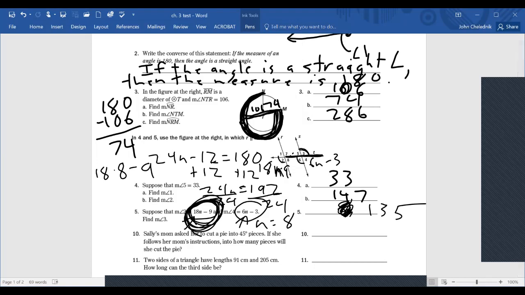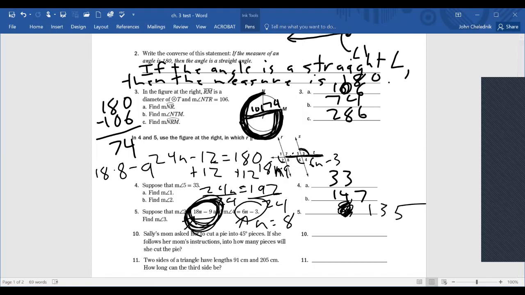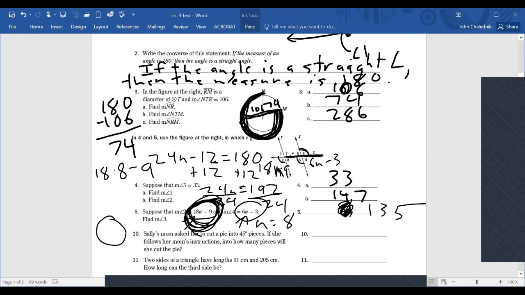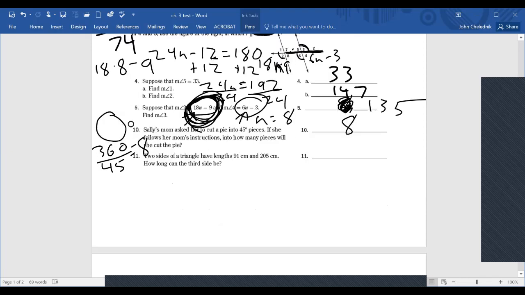Okay, number 10, it says, Sally's mom asked her to cut a pie into 45-degree pieces. If she follows her mom's instructions, into how many pieces will she cut the pie? Well, an entire pie is 360 degrees. So we're just going to take 360 divided by 45, which equals 8. 8 pieces.